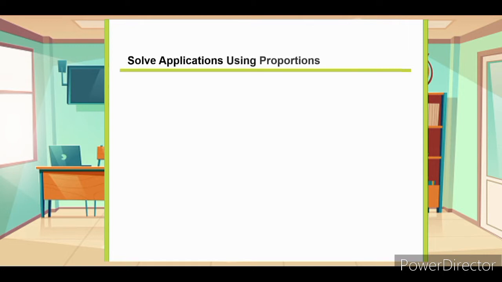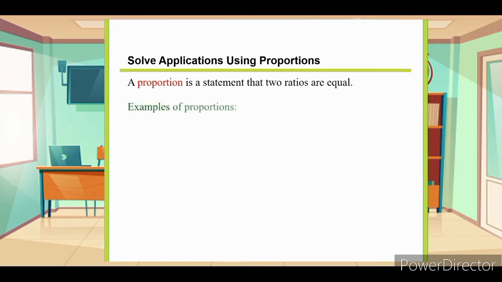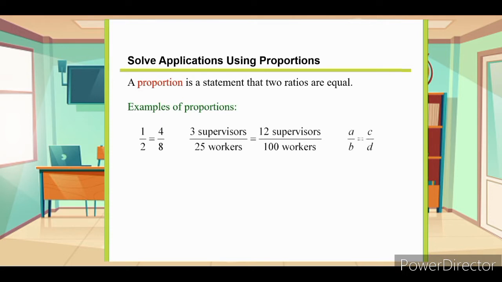On the other hand, a proportion is a statement that two ratios are equal. For example, 1/2 is equal to 4/8, or 3 supervisors over 25 workers is equal to 12 supervisors over 100 workers, or A over B is equal to C over D. Proportions are a useful and important type of rational equation.